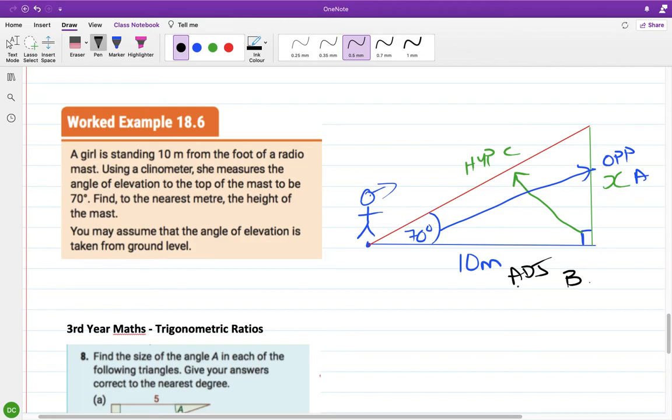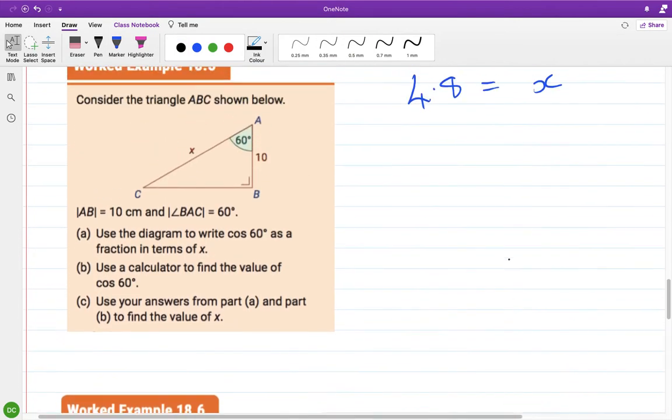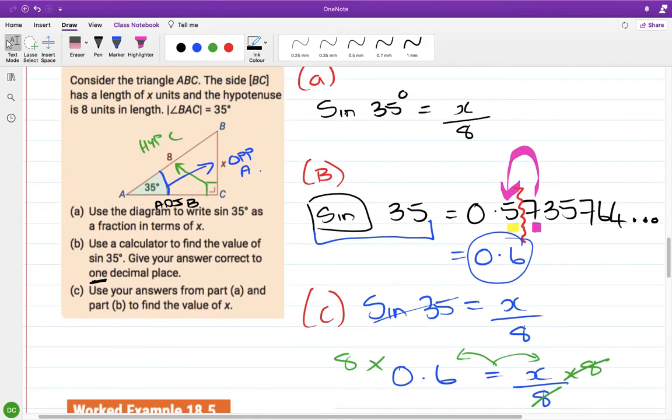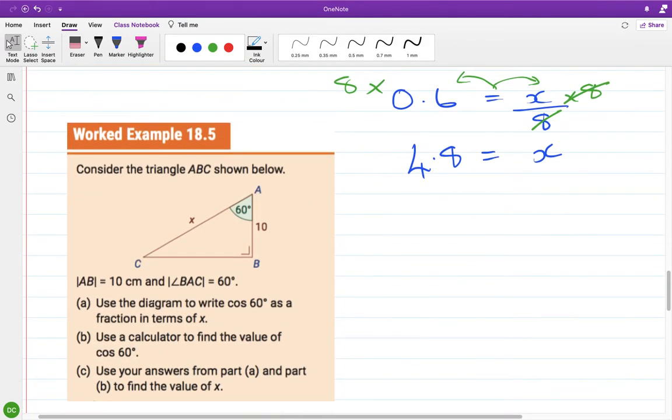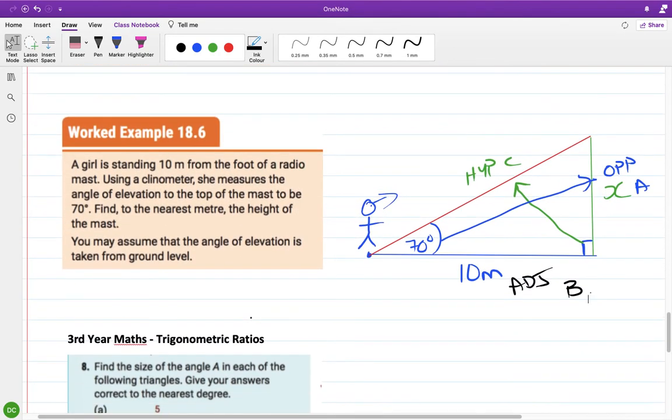Now, the reason I want to do this one is because in the first one we did, they tell you to use sine. And in the one I didn't do, they tell you to use cos. Normally, they don't tell you, so you need to figure it out. Is it sine? Is it cos? Is it tan? Now let's look at it, okay?